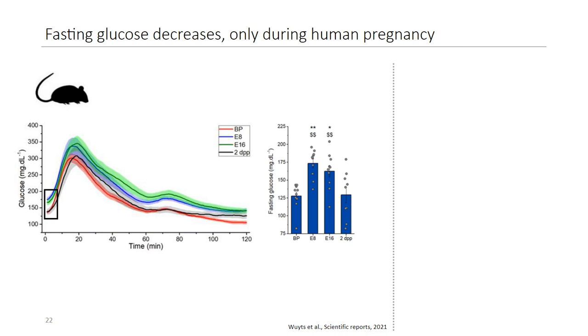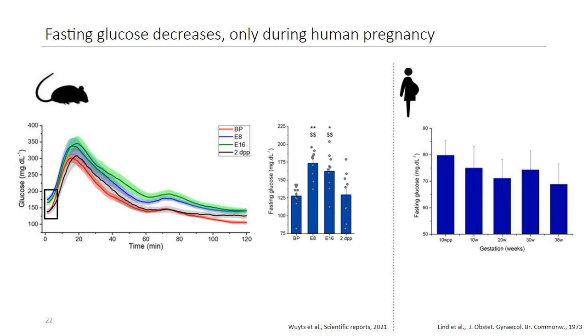But we can also look at the fasting glucose values. And again, we see that the fasting glucose values are increased during pregnancy compared to before and after pregnancy. However, we have found some similar data in women, and here we actually see that the fasting glucose decreases during pregnancy. Of course, it's important to remark that fasting for 6 hours in mice is very different from fasting overnight in women.